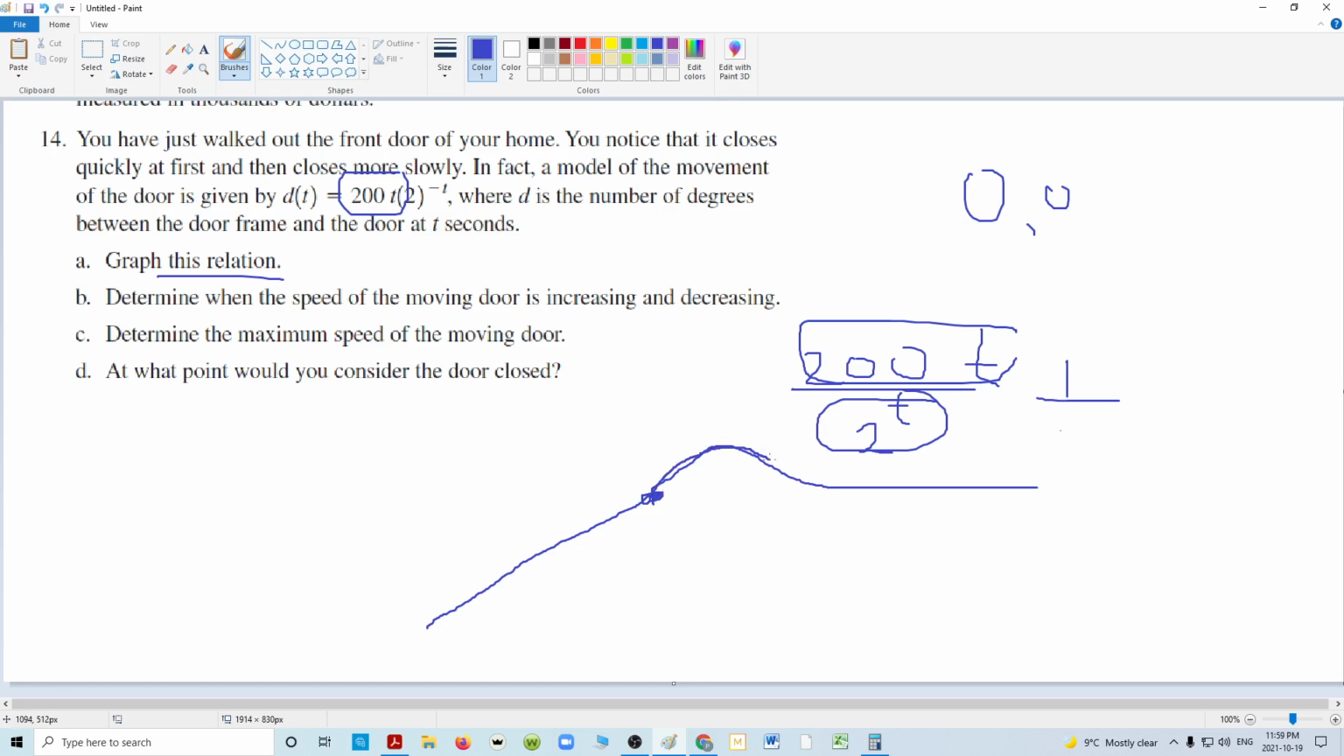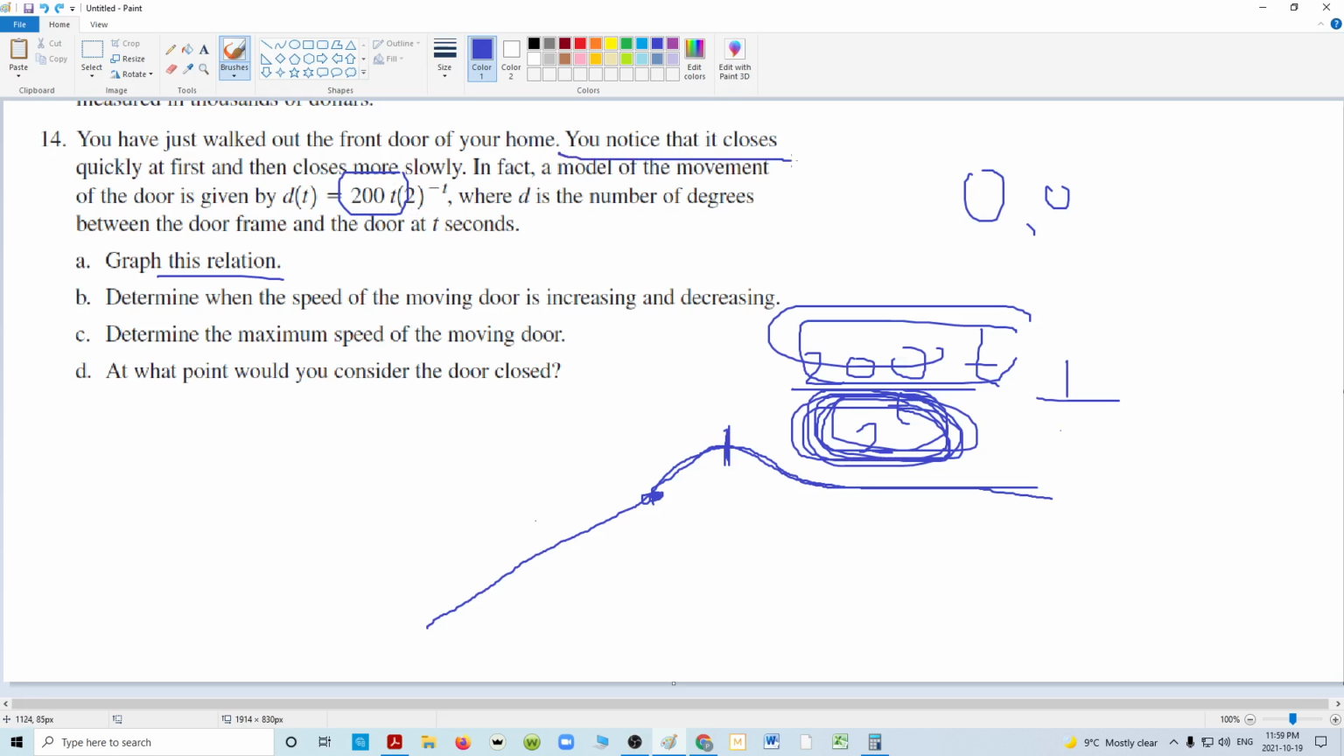So we're going to come away from the house, and we're going to come back, and guess what? We're never, ever going to get back to the house, because that can never be resolved. That will always be a big number. And as a result, this will be insignificant, and the result will be close to 0, but never reach 0. Determine when the speed of the moving door is increasing and decreasing, so essentially find the max point. On this side, it's increasing, and on this side, it's decreasing.